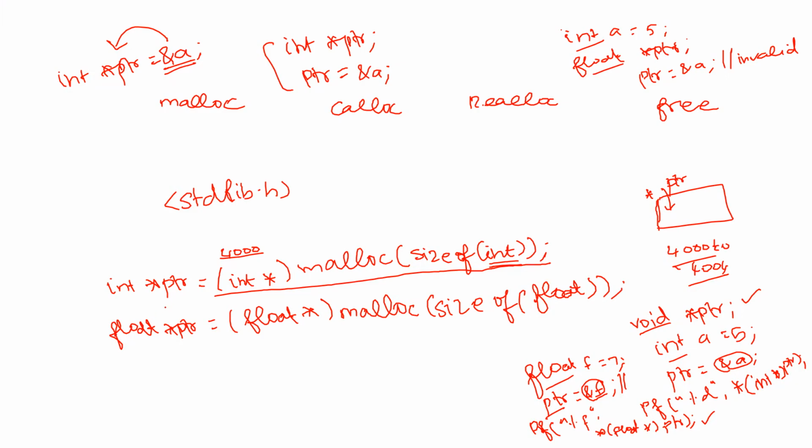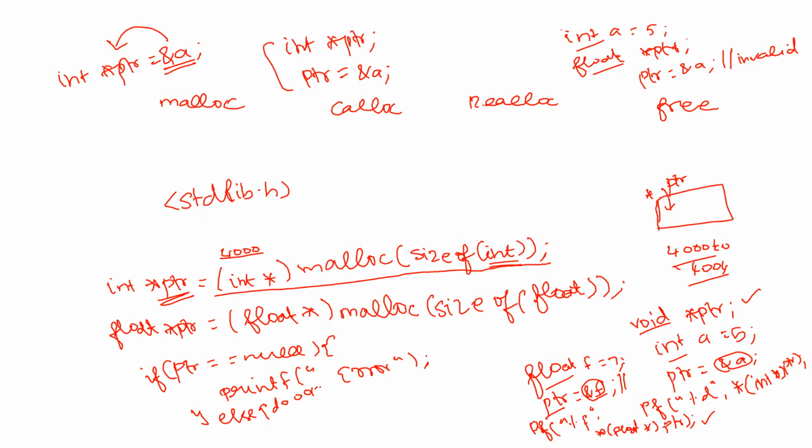If the memory allocation fails, it will return NULL. So we can check if ptr equals NULL, which means there is some error in memory allocation. We can display printf, there is error in memory allocation. Else we can perform the operation. Hope you are clear with this.